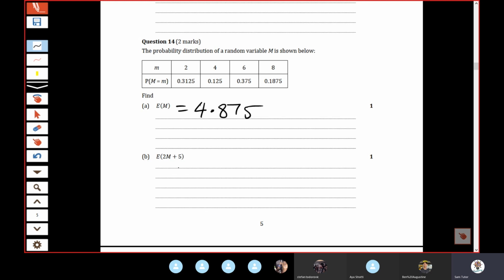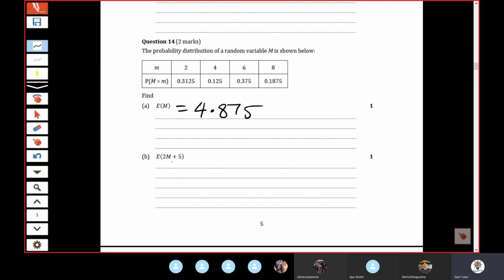Okay. Now E of 2m plus 5. I didn't actually see any of these in the textbooks, but it's good. It's funny that it comes up in exam questions. Isn't that a typical thing? It wasn't in the textbook questions, and somehow it was in the exam. So there you go, E of 2m plus 5.